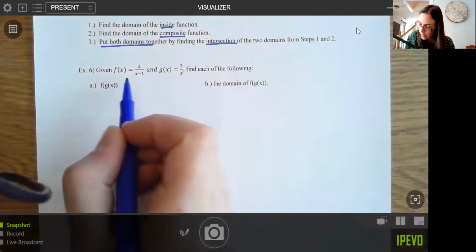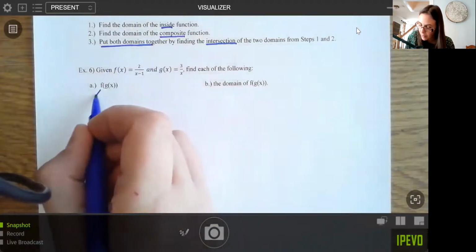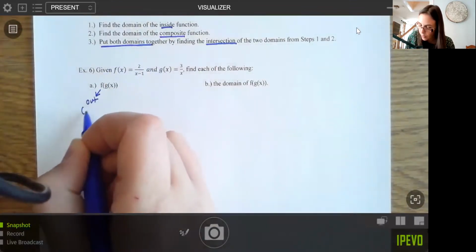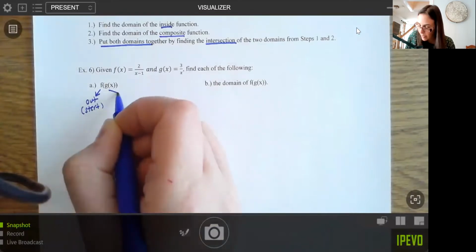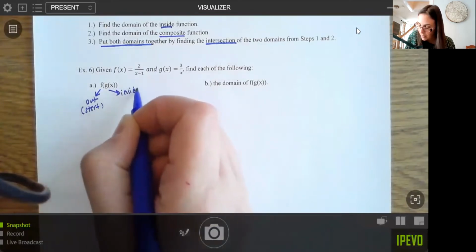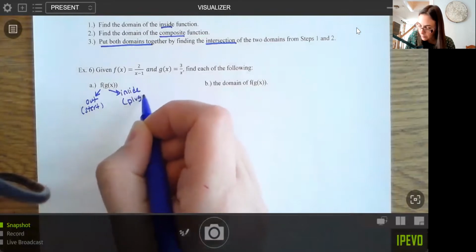All right. So I have my 2 functions. I'm noticing that f is my outside function. This is where we're going to start. And g is my inside function. And this is what's getting plugged in.